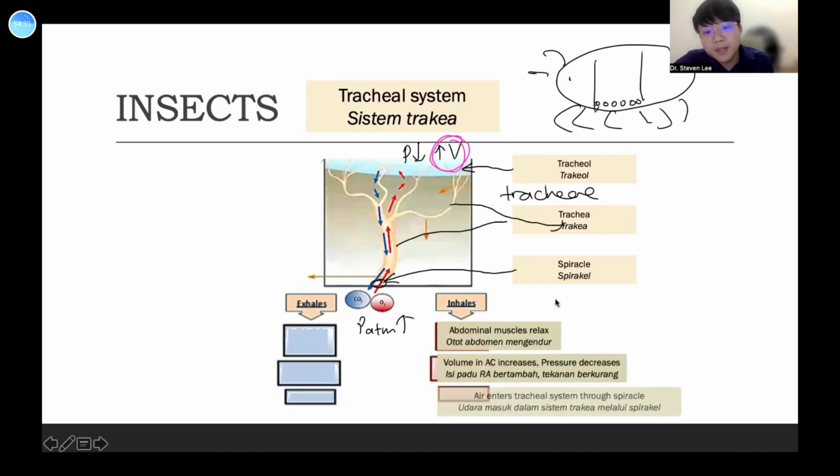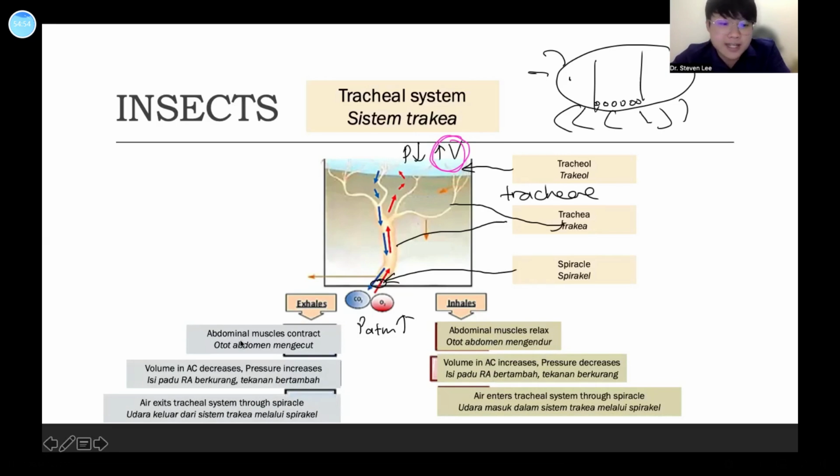So this is how you do the essay, isn't it? Your abdominal muscles relax. That's why your volume increases, pressure decreases. The air will go in through the spiracle. That's all. And then the concept is the same as our human breathing, in which if you know the inhalation, exhalation is just the total opposite. So if you talk about exhalation, it's the same. Your abdominal muscle contracts, everything is opposite. I don't want to talk about it so much.